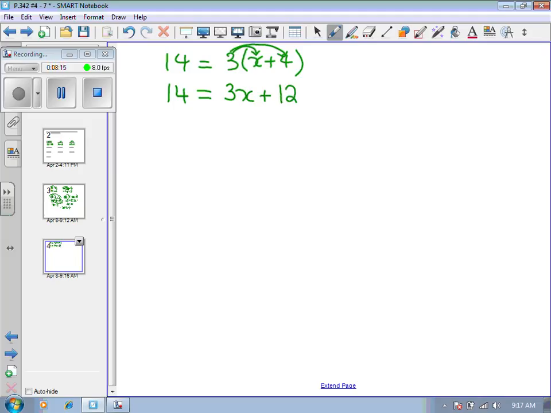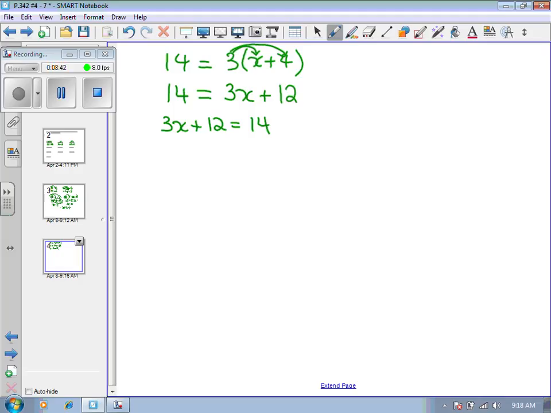12. Okay? Now we're ready to solve this guy. I'm going to rewrite it and put the 3x plus 12 equals 14. I like having my variable first. So please copy those two lines down. This is what I'm going to be expecting to see in your work. Okay, so you got them both copied down.